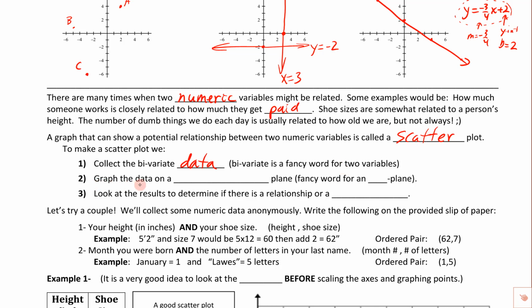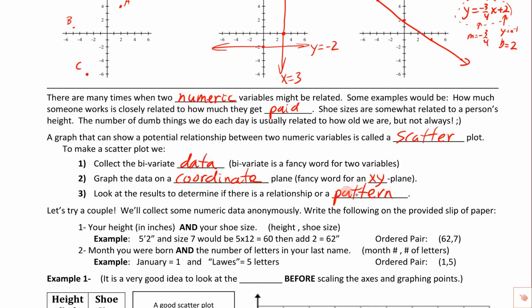The second thing is we graph the data on a coordinate plane. Coordinate plane is just a fancy word for an xy plane. Now we aren't always going to use x's and y's. We could label the variables and things like that, but for the sake of this, let's just think of it as an xy plane. And then the third thing is we look at the results to determine if there is a relationship or a pattern. Let's write the word pattern right here.